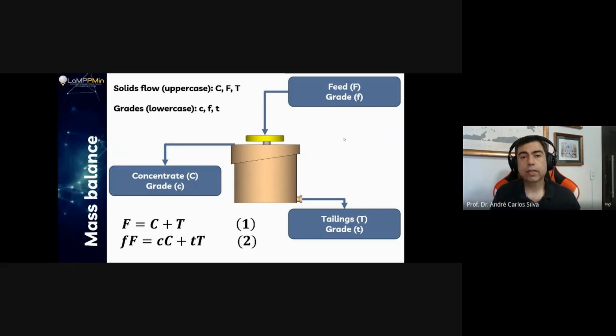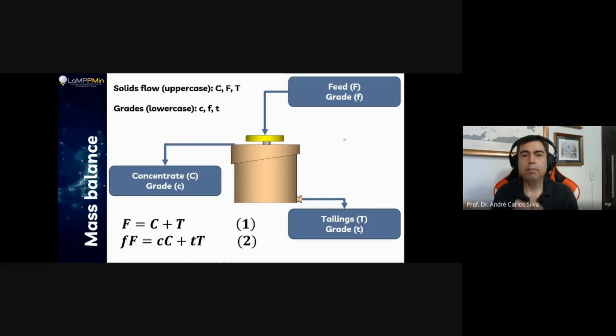So the second equation is going to be what? I'm going to multiply the grade versus the tonnage versus the flow. Okay, and by doing this, for example, the hematite grade versus the feed flow, I'm going to have what? The hematite flow. So the second equation could be written like this. The amount of hematite that I'm going to feed my tank cell is going to be the same amount of hematite that is going to the concentrate plus the hematite that I'm losing to the tailings. It makes a lot of sense, okay?